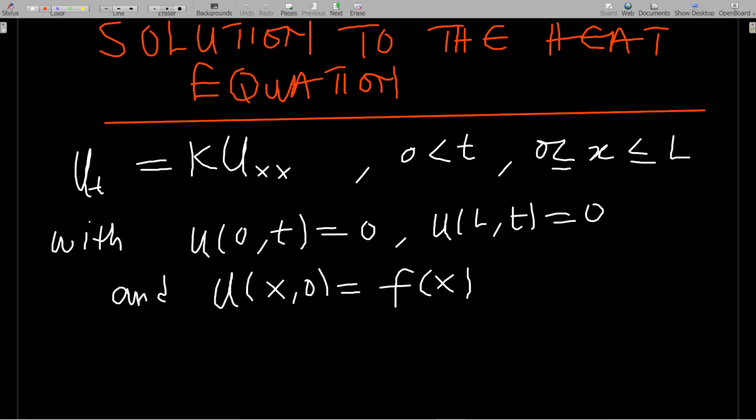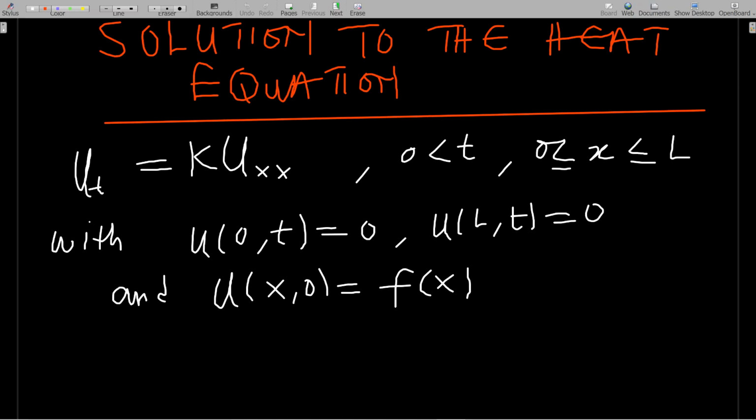PDE. Okay, so in this lesson we'll look at how to solve the heat equation using what we call the separation of variables method. Let me take that point again. I said we're going to use a method called the separation of variables method. That is what you're going to use to solve this linear heat equation.